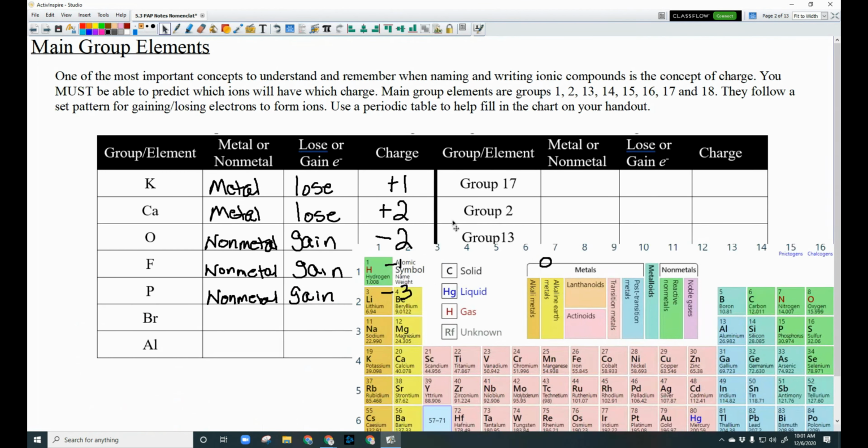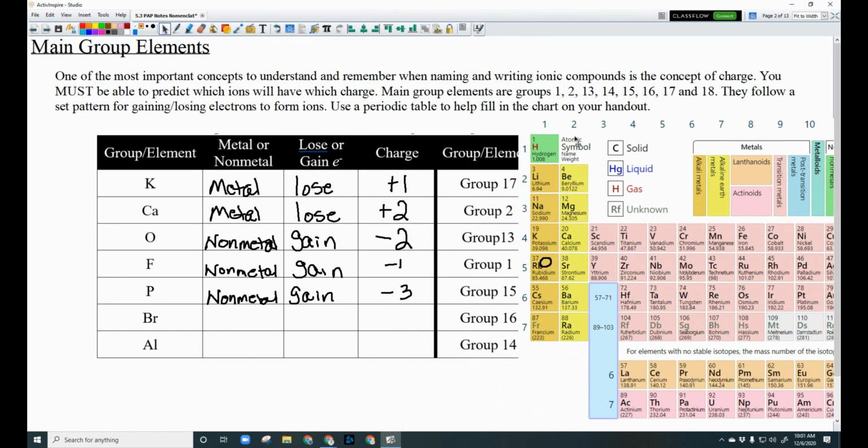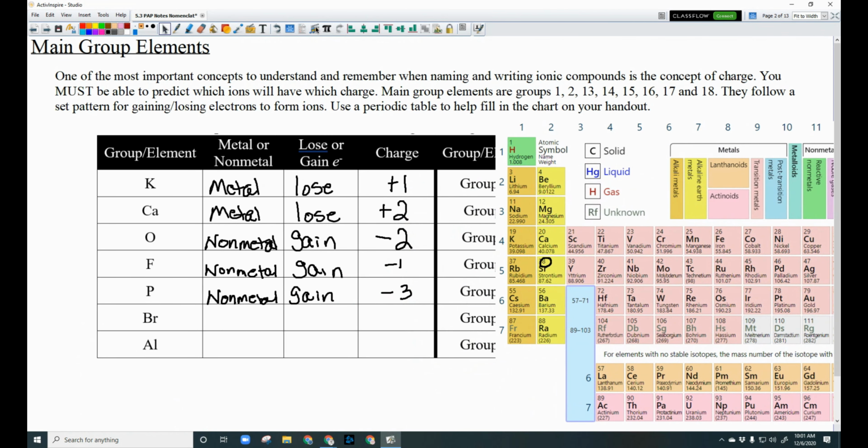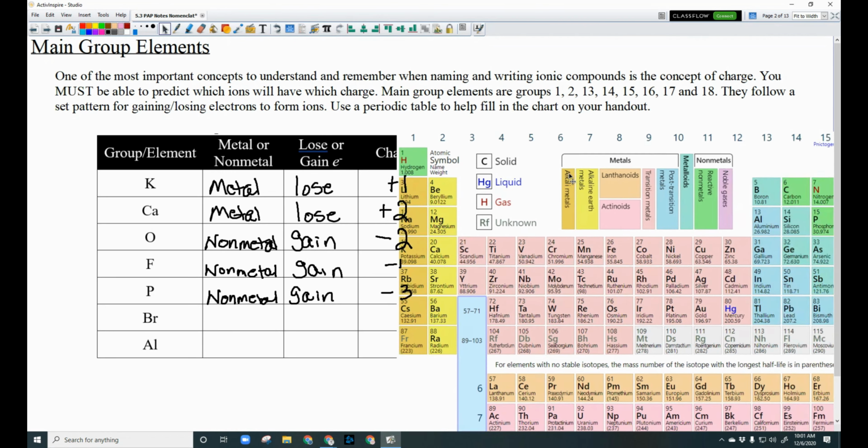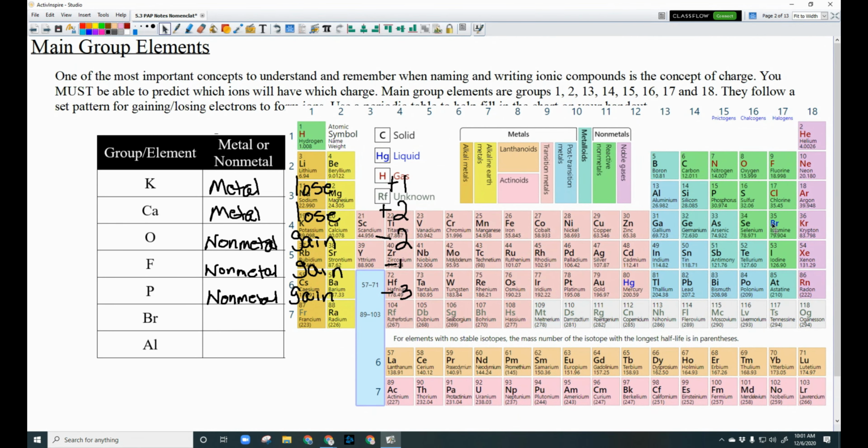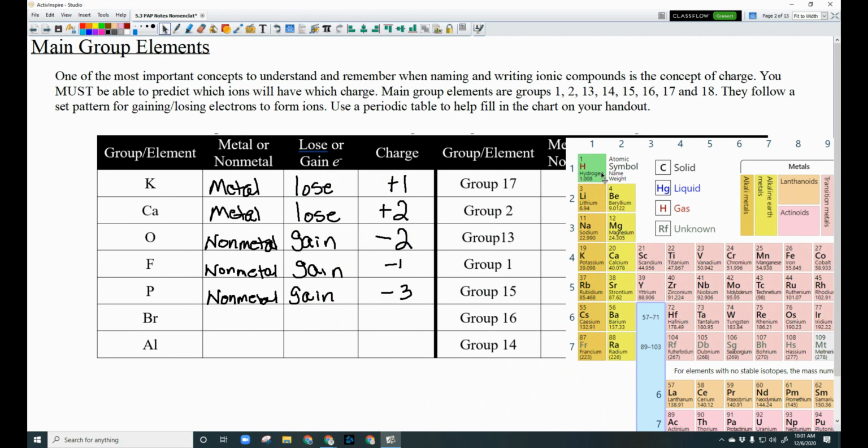Right? Bromine. Let me erase this real quick so it doesn't throw us off. Bromine is on the right side of the periodic table. It's right here. Okay. It's got 7 valence electrons, but it wants 8. So it's a nonmetal.